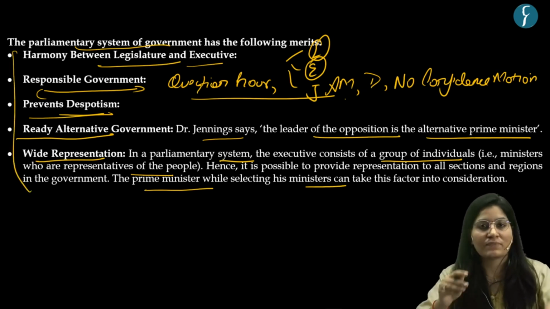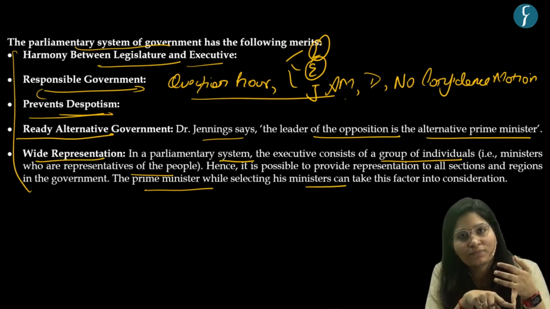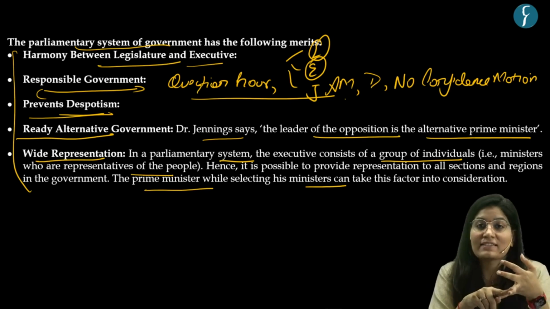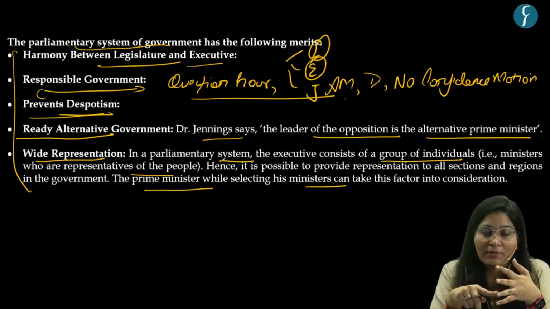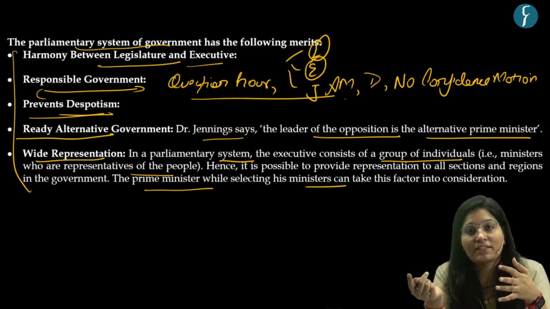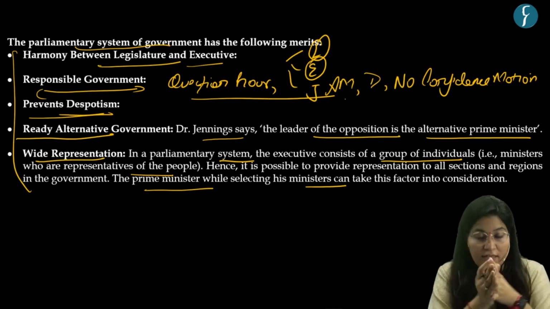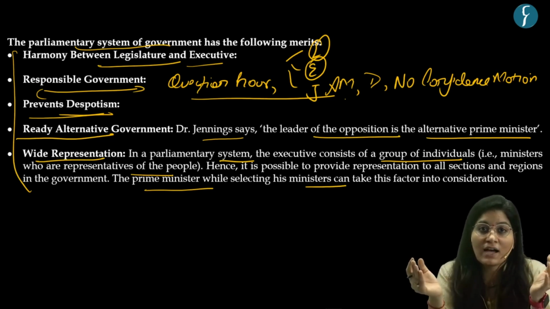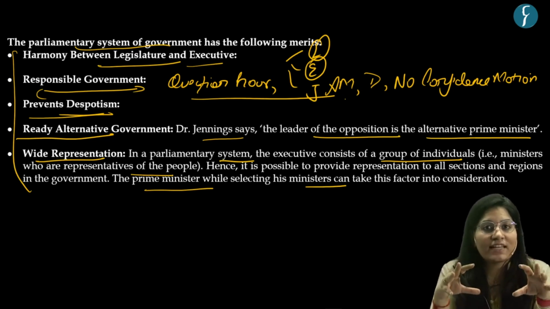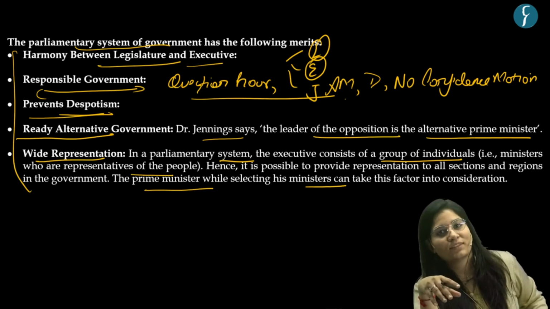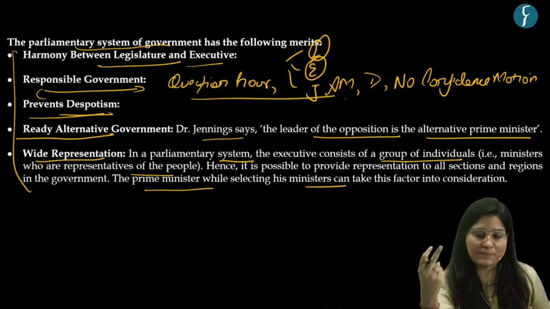Let us revise. First, harmony between legislature and executive. Okay. Then it reflects responsible government because ministers are liable to parliament and parliament can control ministers through various devices. Then it prevents despotism. How? Because in the parliamentary form of government, executive authority is not limited to one individual. It is dispersed among a group of different individuals.